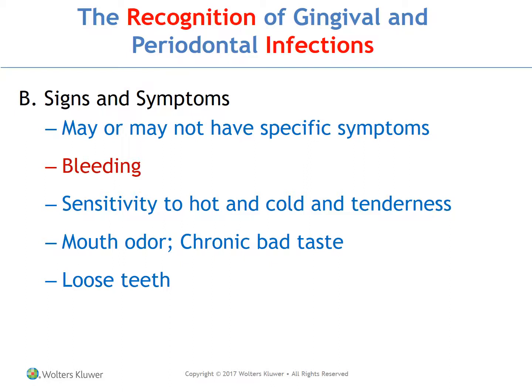So the recognition of gingival and periodontal infections: signs and symptoms may or may not have specific symptoms, but bleeding is going to be our very first sign. So if a patient has bleeding, we need to look at, is it gingival or is it periodontal? And the extent, how much bleeding is in there, okay? Do they have sensitivity to hot and cold and tenderness? Is there malodor in their breath, okay? Do they have a chronic bad taste? Are the teeth loose? All right, these are all signs and symptoms that we need to look at.